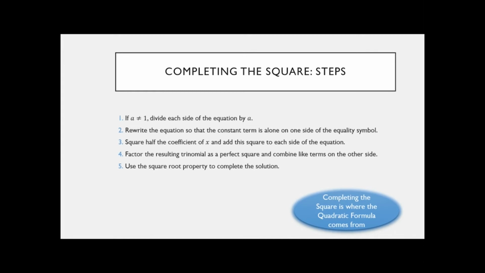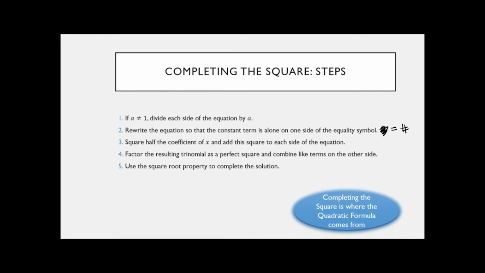Step 2, you rewrite the equation so that your constant term is alone on the other side of the equation. So instead of making it equal to 0, you want to have it equal to a number. So we want to have stuff equal to a number. It's sort of undoing everything you learned about solving quadratic equations, where you have it equal to 0. In order to complete the square, you don't want it equal to 0. So it's kind of weird.